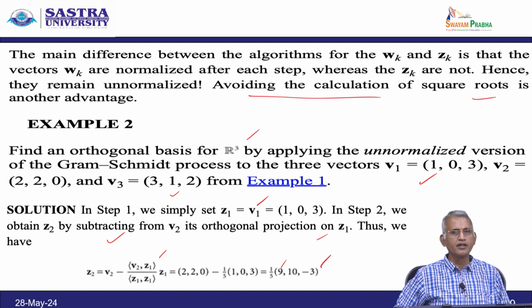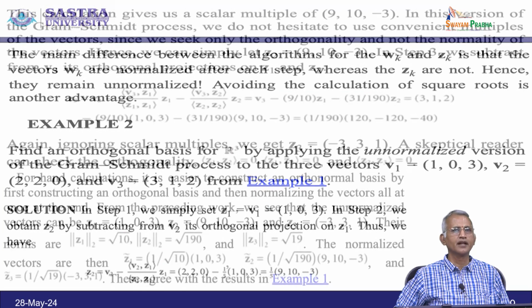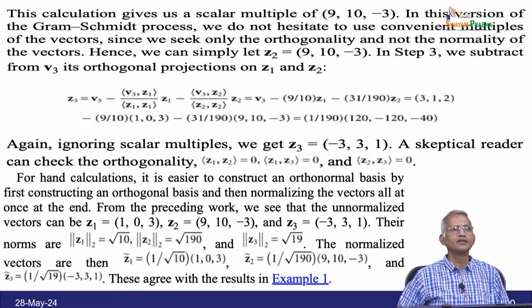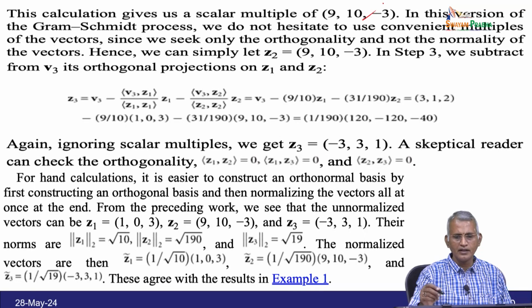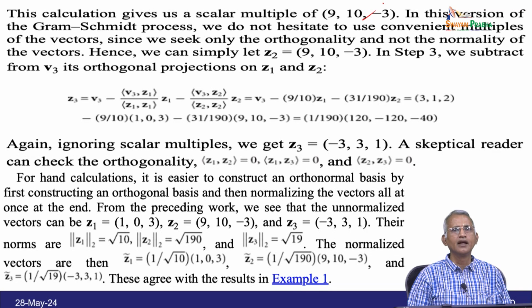Taking out the factor of 1 by 5, the center value becomes 10. This calculation gives us the scalar multiple of (9, 10, minus 3). In this version of the Gram-Schmidt process, we do not hesitate to use convenient multiples of the vectors, since we seek only the orthogonality and not the normality of the vectors. Hence, we can simply let Z2 equal (9, 10, minus 3).